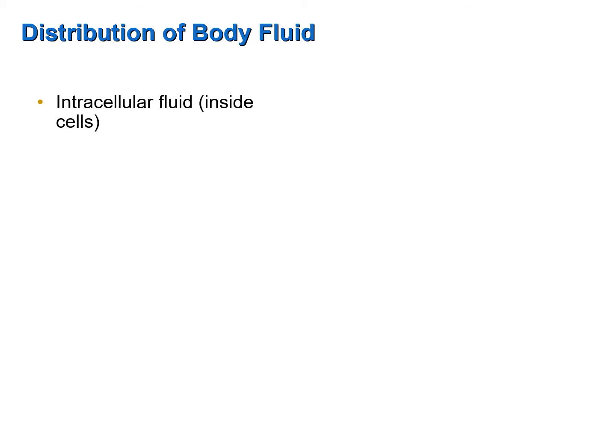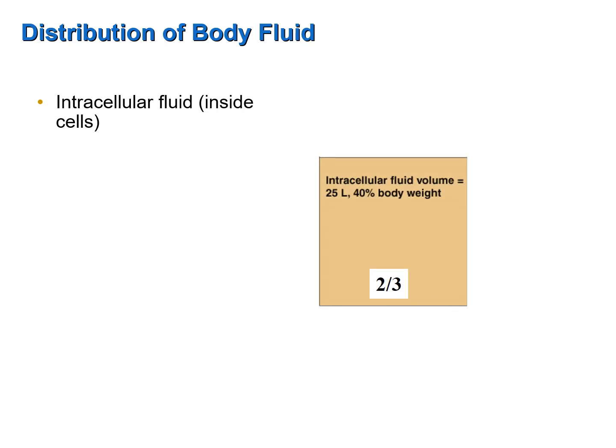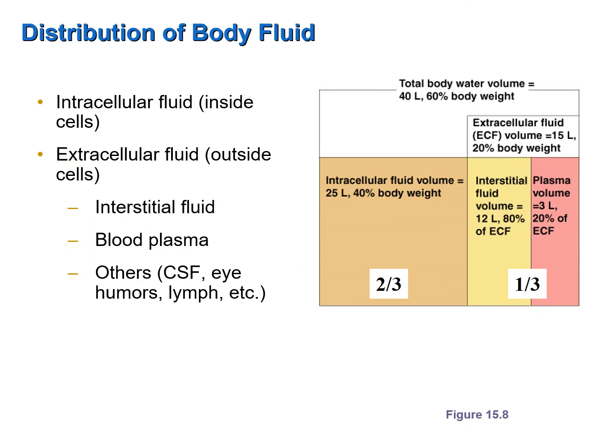The largest fluid compartment would be the intracellular fluid. Two-thirds of the water in your body is actually found within your cells in the intracellular fluid. The other two compartments are found outside of your cells in the extracellular fluid. And those compartments are the interstitial fluid, that's the fluid that's found between your cells, and the blood plasma. They represent the bulk of the extracellular fluids.